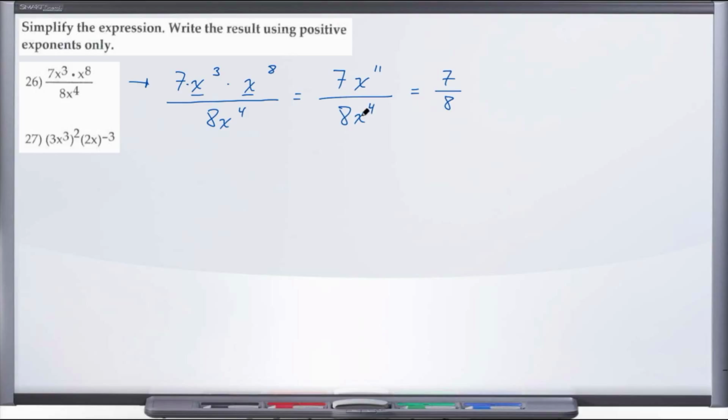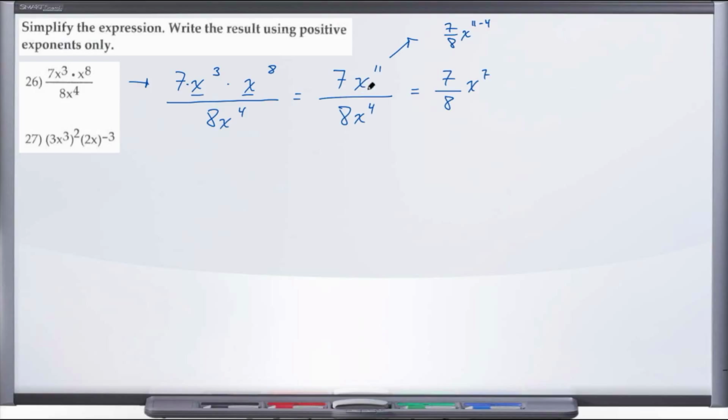Now, taking a look at the x's, are we top-heavy or bottom-heavy for our x's? Well, we're top-heavy by how many? By 7, right? So we have x to the 7th. So what do we do here? Because we were top-heavy by 7, and we got 7 by subtracting 4 from 11, right? This is the same thing as 7 over 8, and then x to the 11 minus 4.